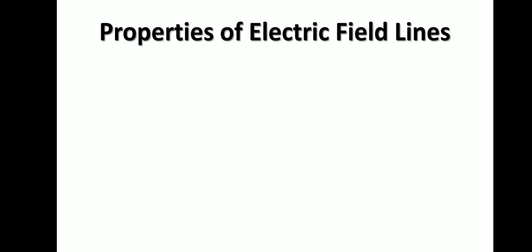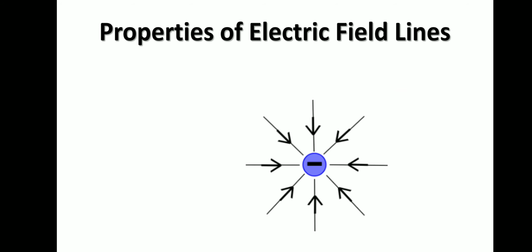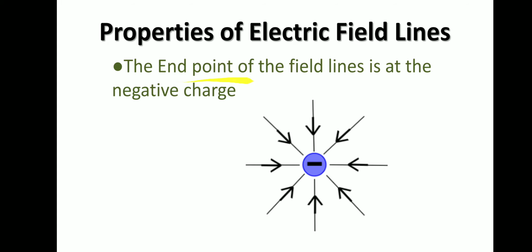Moving to the next point. Watch the negative charge. These electric field lines are ending at the negative charge, meeting at the negative charge, or the negative charge is the final point for the electric field lines. So we can say that the end point of the field lines is at the negative charge.